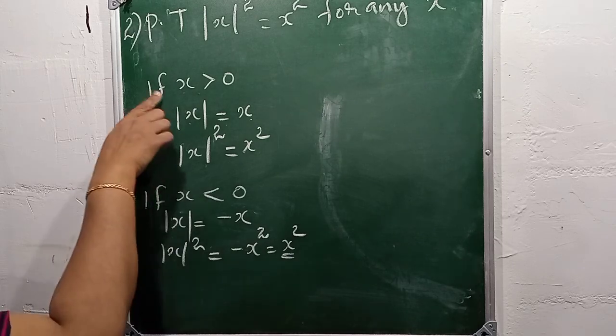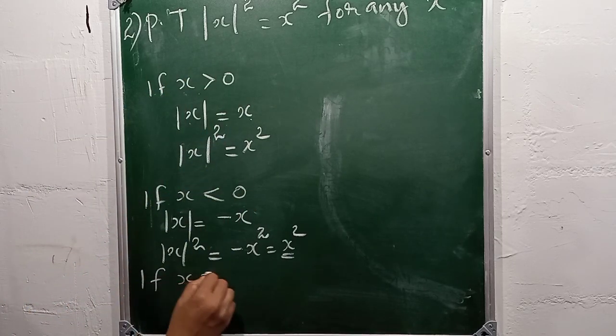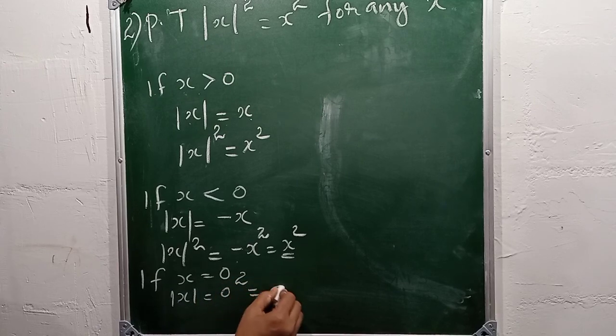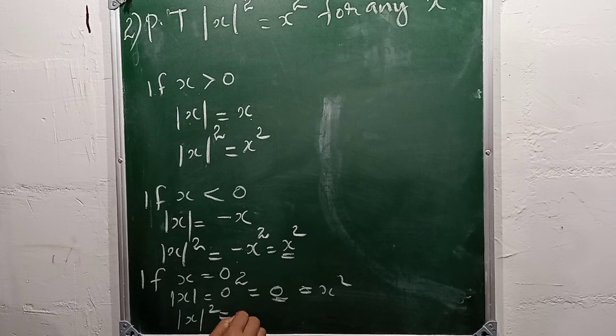So we have x greater than 0 and x less than 0, and one more condition, if x is equal to 0. If x is equal to 0, then mod x is equal to 0. Then 0 square is equal to 0, which is equal to x square. That is, if x is equal to 0, then also mod x whole square is equal to x square. In both the cases, 0 is the answer.